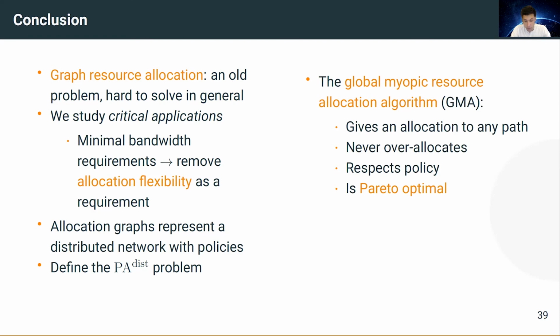We also propose a solution to this path allocation problem, which is the Global Myopic Resource Allocation algorithm. This algorithm provides an allocation to any path, never over-allocates, meaning that the sum of the allocations is always smaller than the link's resource, and it respects the policy. We also show it is Pareto optimal, meaning that it cannot be trivially improved.